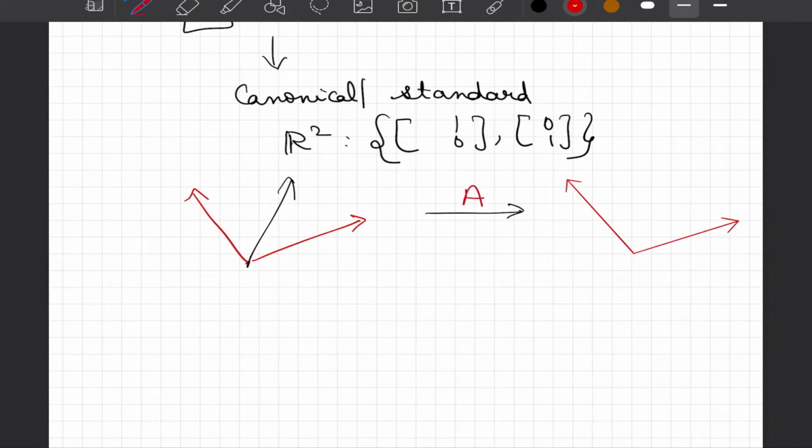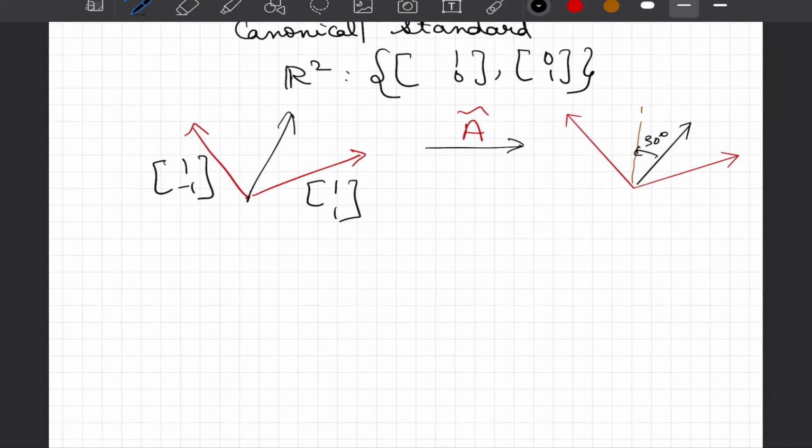However, we do not know what that transformation will be if these two coordinates are non-standardized, but we still want to rotate it. Let us say the new position is somewhere here and the old vector is somewhere here, and we want to rotate it by 30 degrees, but we don't know that with respect to this non-standardized basis. Let us say the basis is (1, 1), (1, -1), and we want to determine this A tilde.